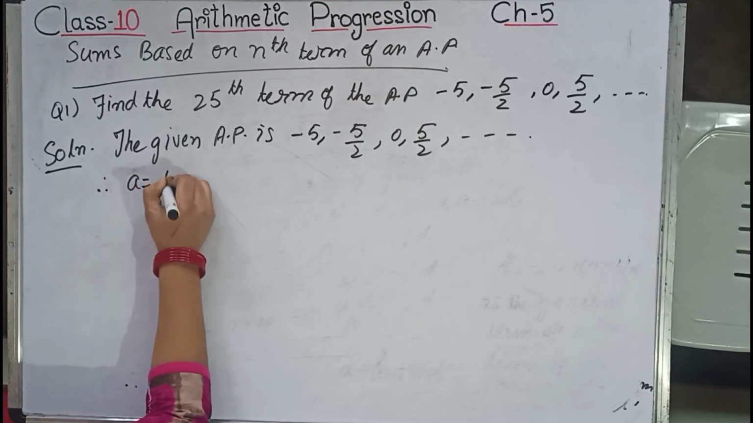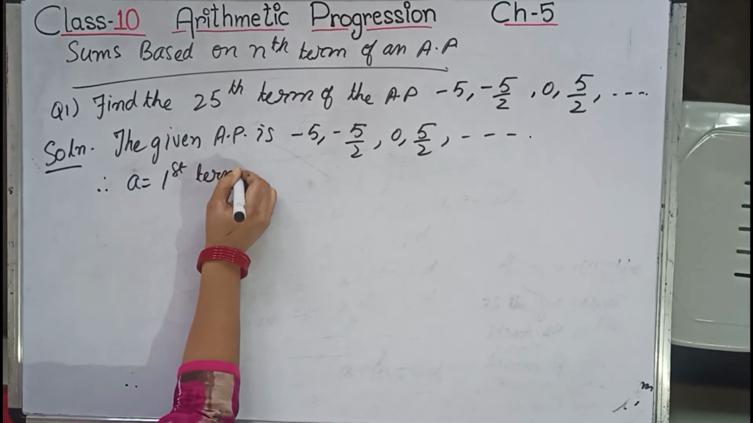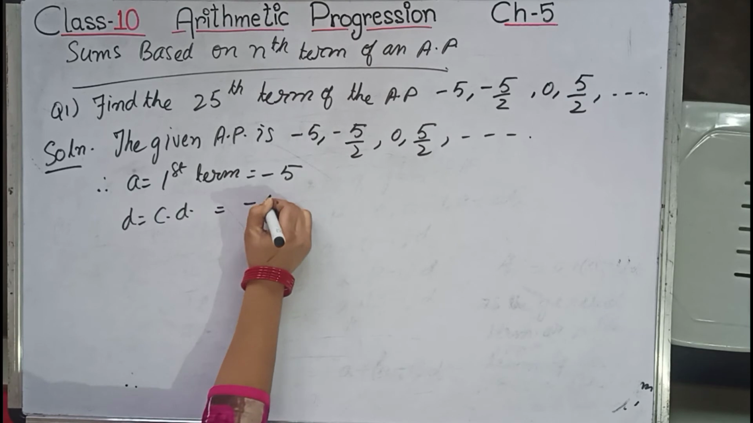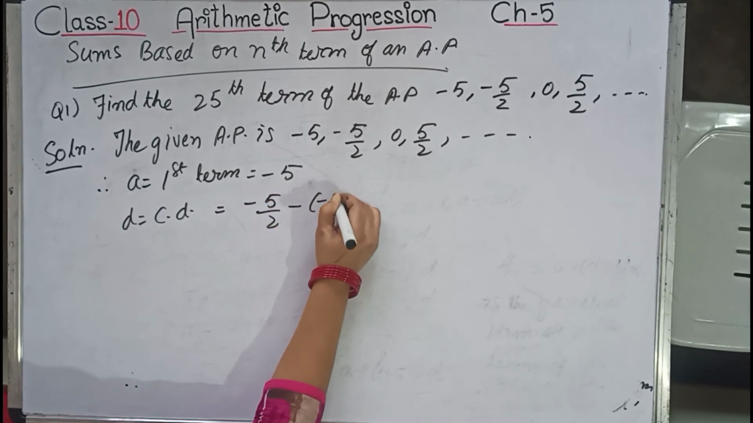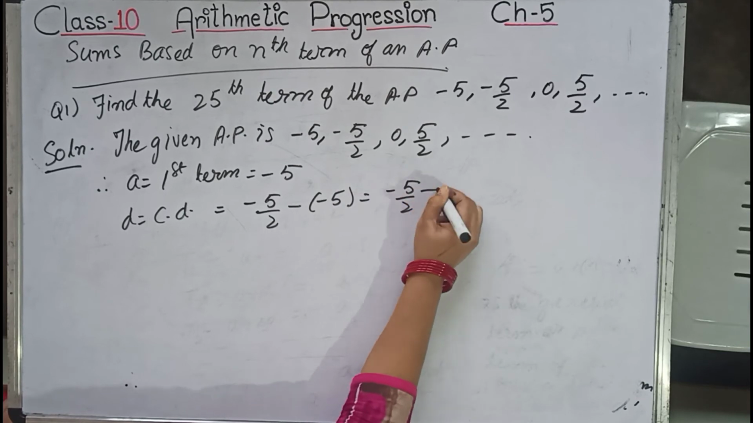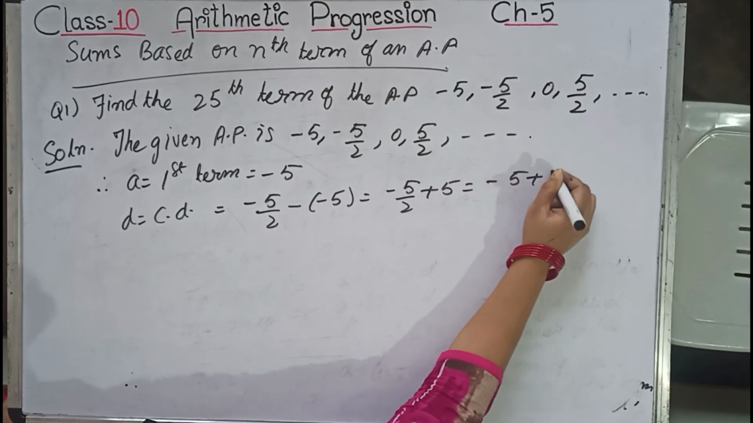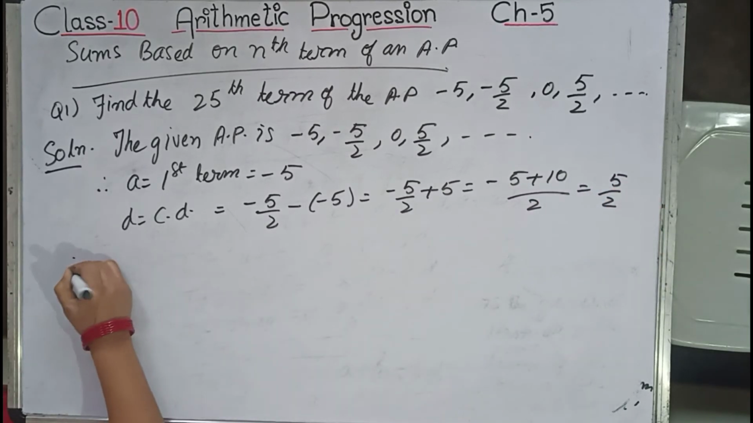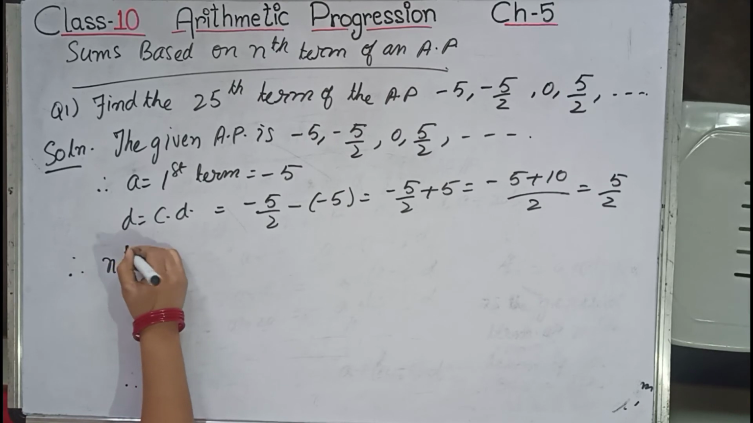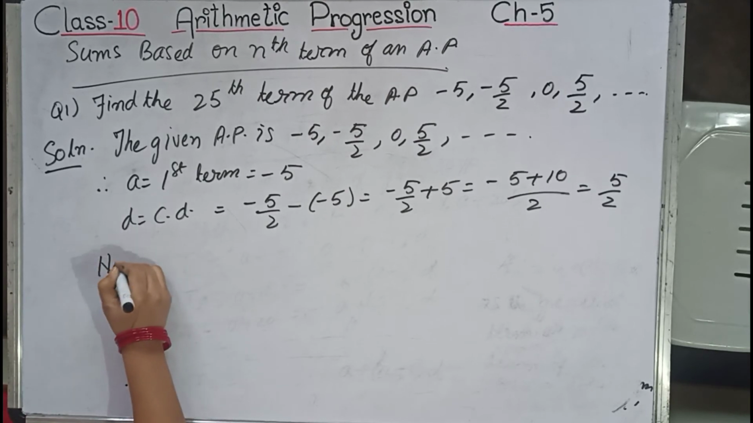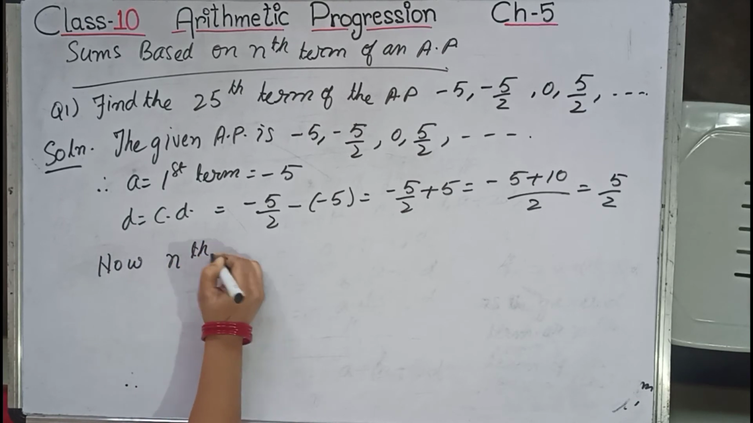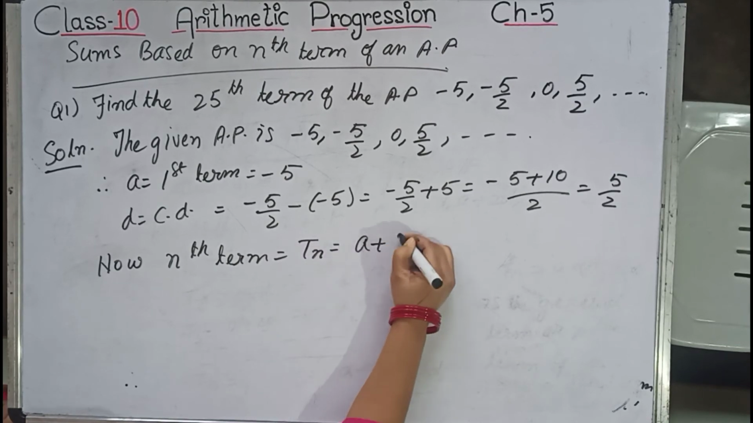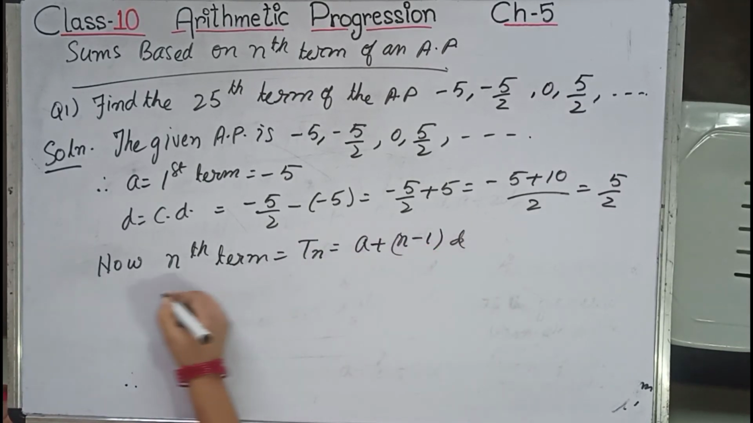A equals first term equals minus 5. D equals common difference equals minus 5 by 2 minus of minus 5, equals minus 5 by 2 plus 5, equals minus 5 plus 10 by 2, equals 5 by 2. Now the nth term, Tn equals A plus n minus 1 into D.